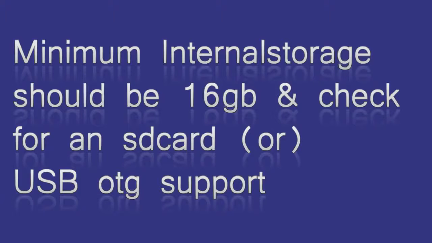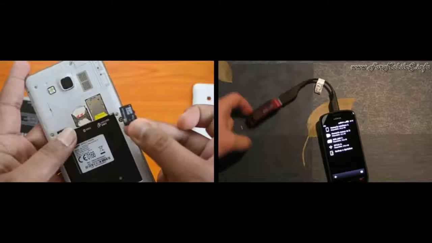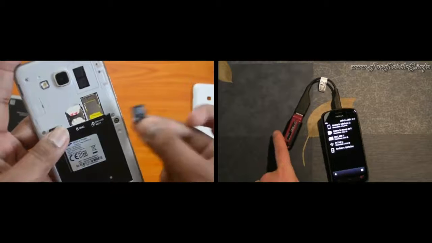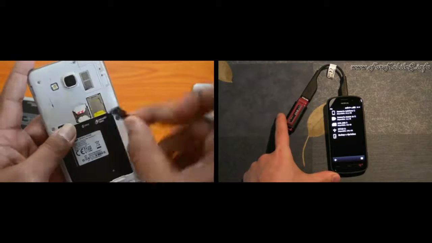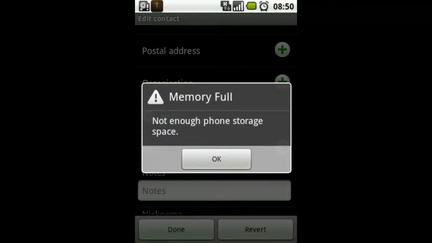Next thing is internal storage. Internal storage should be minimum 16 GB, and also check that the device support SD card or an USB OTG pen drive, so that you can expand memory by using these alternatives. Otherwise, you will find this memory full message on your screen.